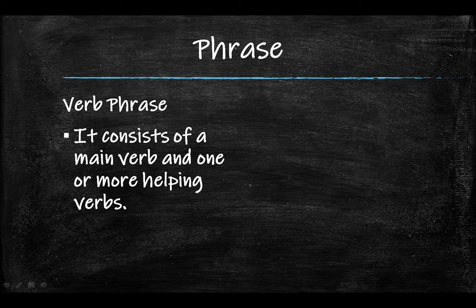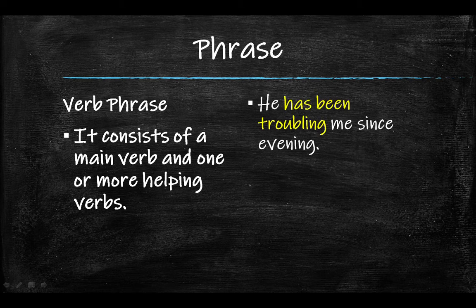So it consists of a main verb and one or more helping verbs. Let's have examples. He has been troubling me since evening. Has been troubling, a combination of one main verb and two helping verbs. Has and been are helping verbs. Troubling is main verb. So has been troubling is verb phrase. The next example, I'm listening to music. Am and listening, a combination of one helping verb and one main verb, that is verb phrase. It's very simple.